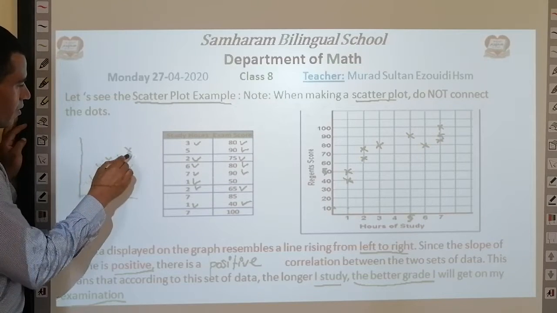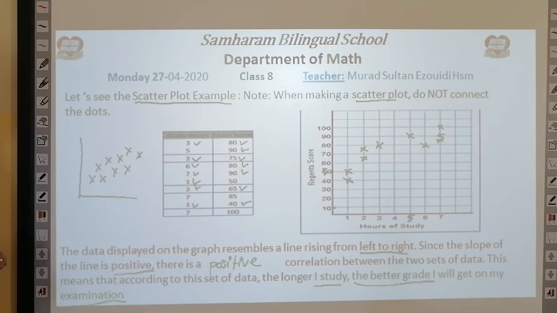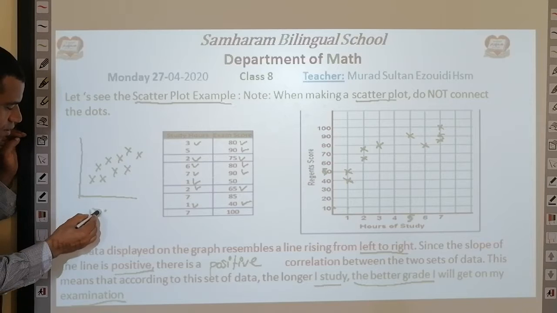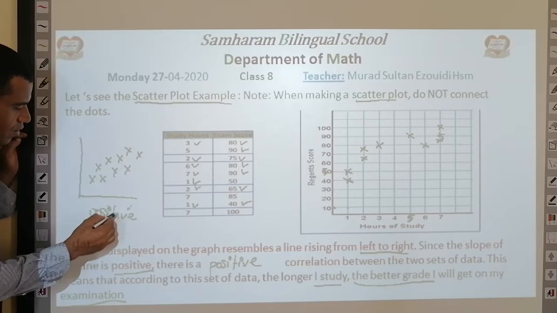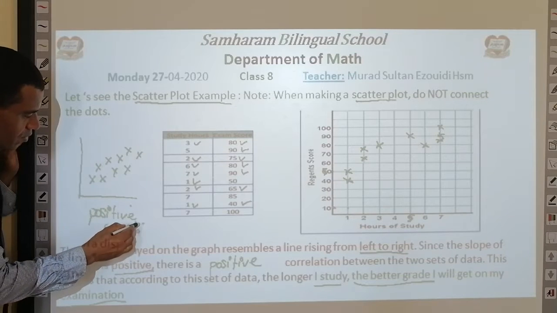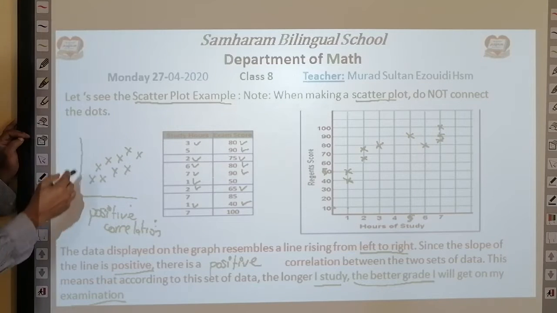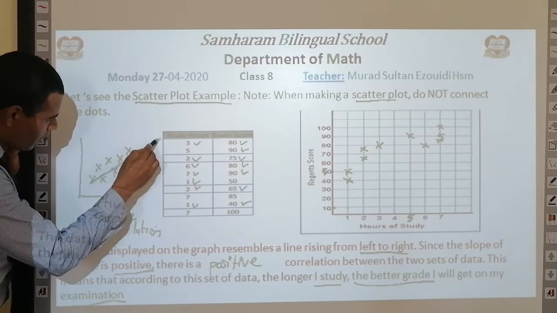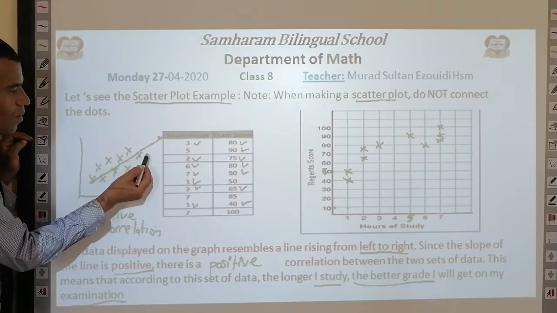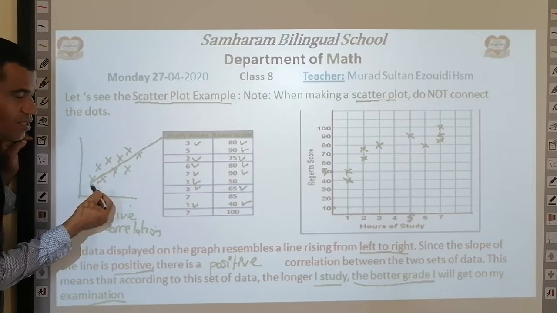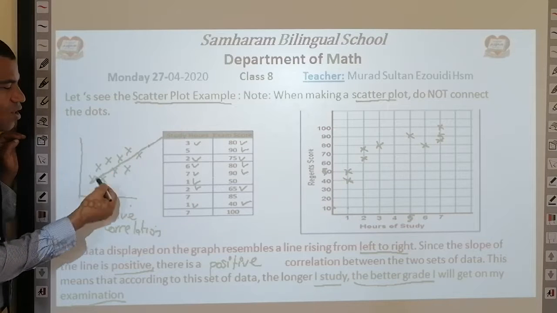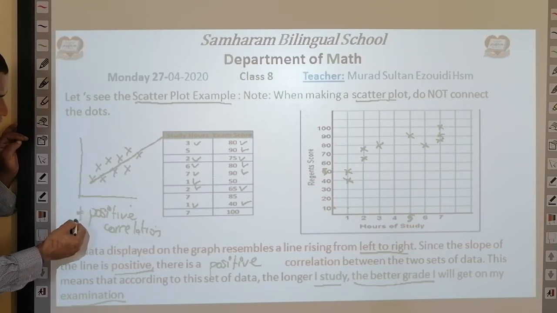Okay. So this scatter diagram or graph shows a positive correlation. Positive correlation. Why? Because if we draw, let's say, a best line fit like that, we can see the slope, or the gradient, of this line is positive. So as the slope is positive, it's a positive correlation.